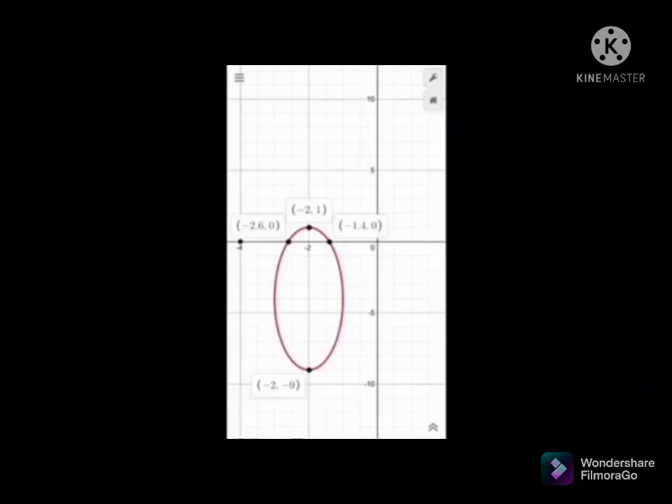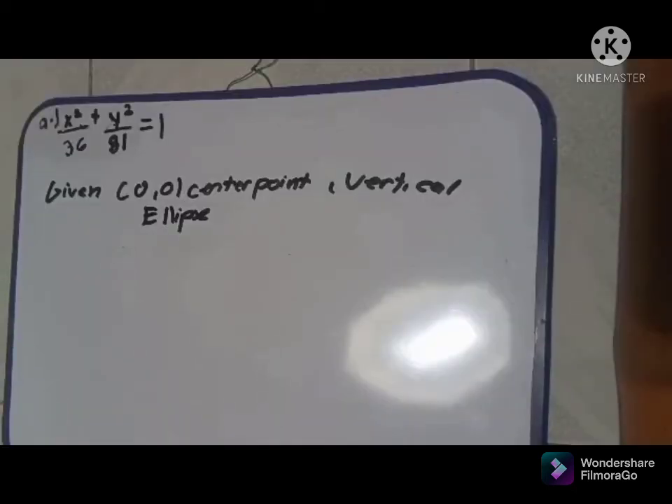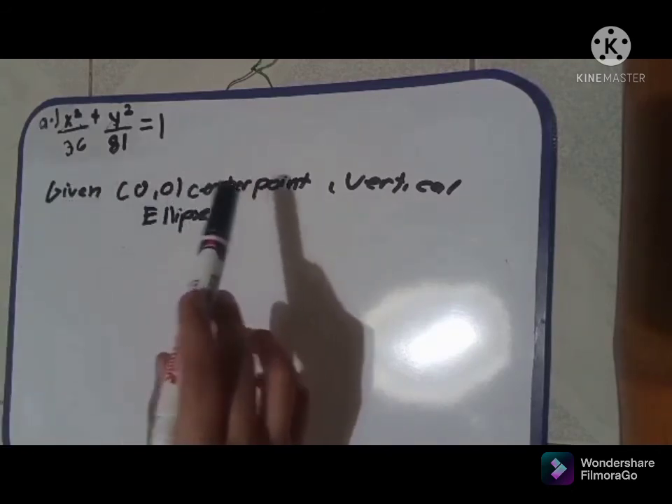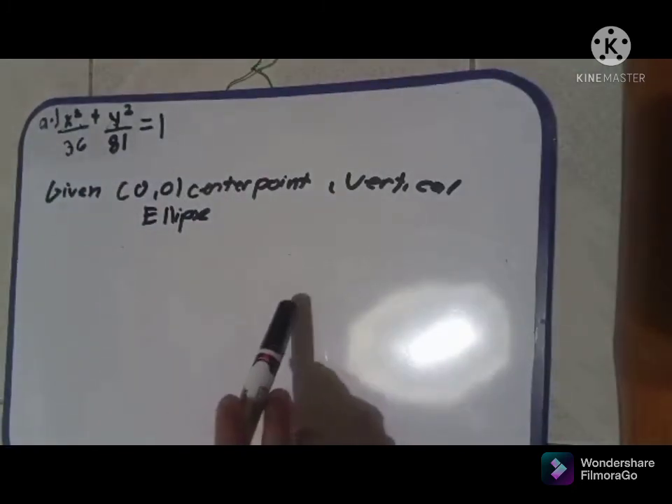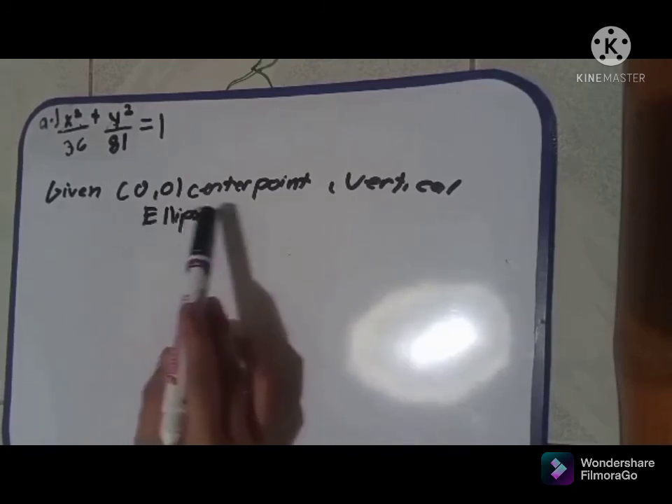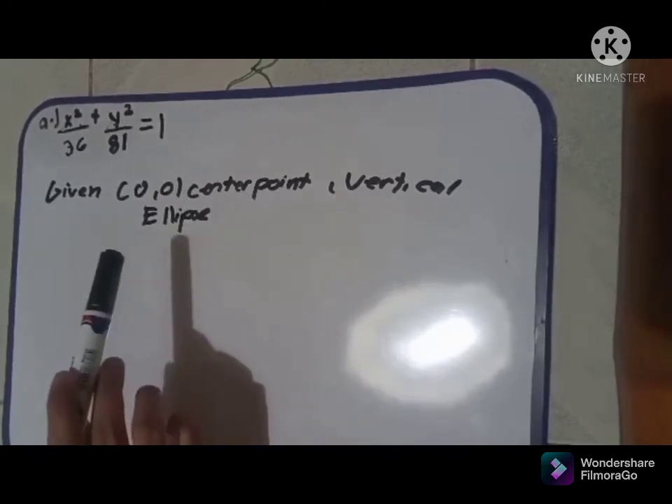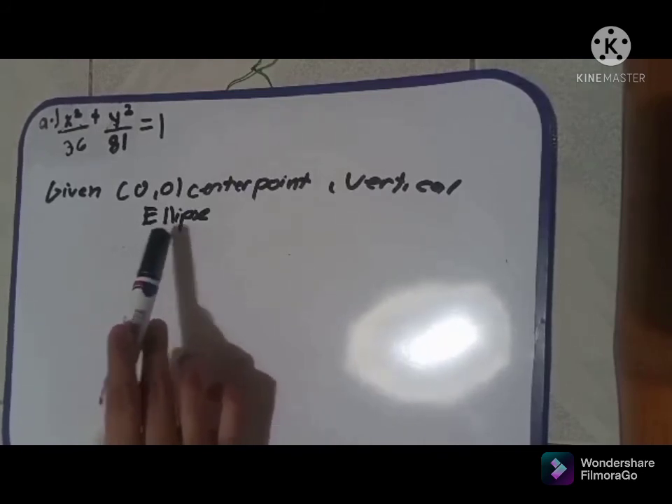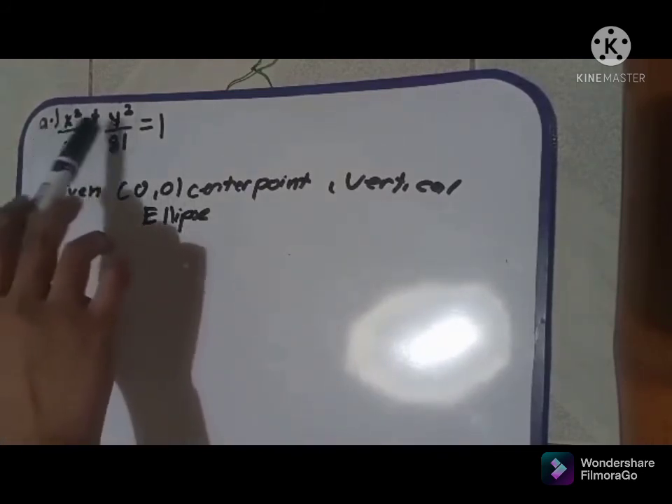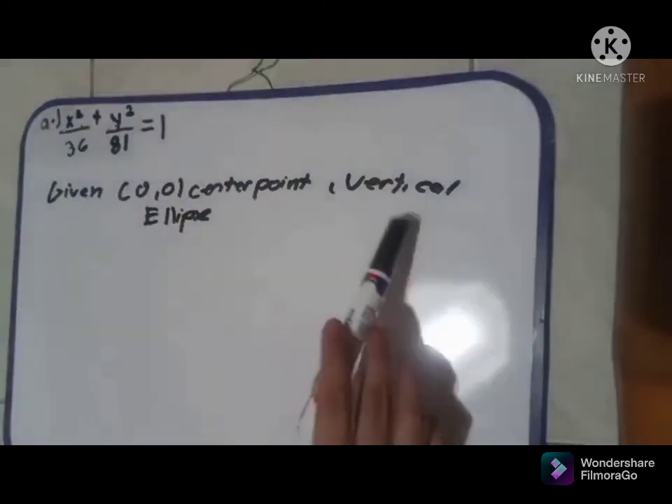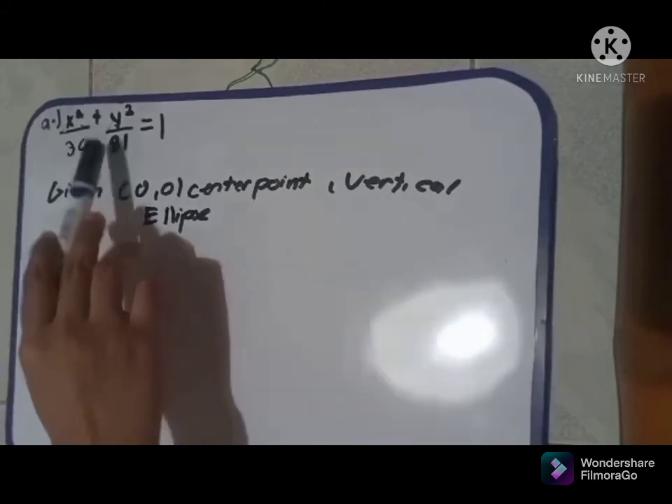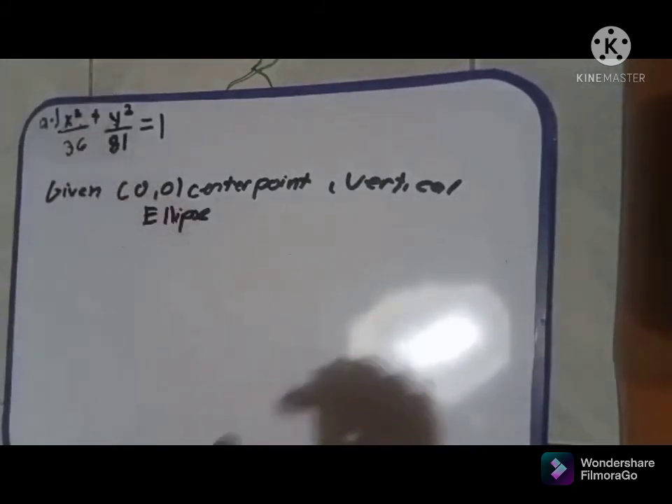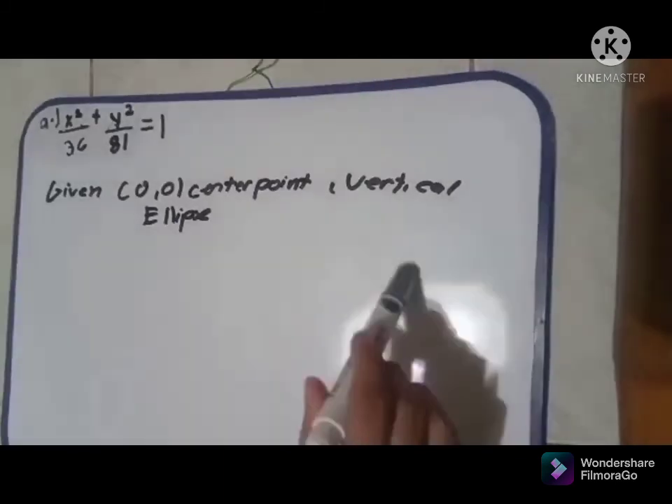Thank you for watching. Today we're going to identify the equation of the directrix of the ellipse of this given problem. The given is a center point of 0, 0 in a vertical ellipse. 0, 0 is the center point because there is only x squared plus y squared above, and it is a vertical ellipse because a squared is below the y squared and b squared is below the x squared. That is why it is a vertical ellipse.